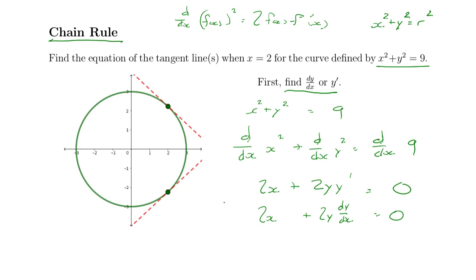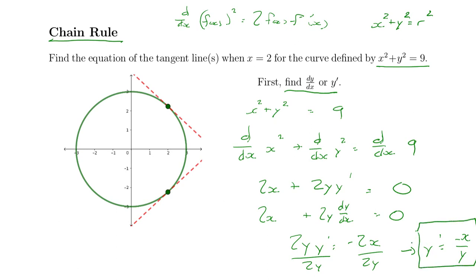At this point, we want to solve this thing for y prime, or for dy over dx, which is not very difficult. Let's subtract 2x from both sides. And now we can divide by 2y, and we've got y prime is equal to negative x over y, because those 2's will cancel out. So that is my derivative. That's good enough to be boxed in.